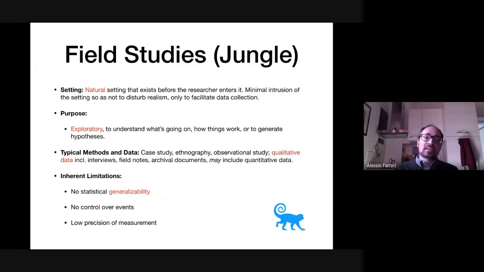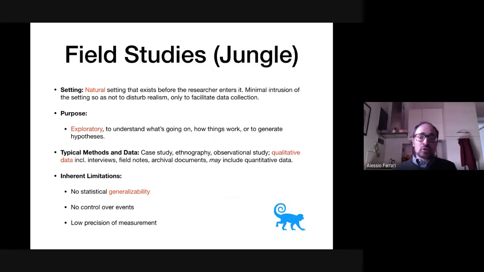So this was an example, but in general, the main characteristic of field study is the fact that it is natural. You don't want to disturb the realism of the environment. There is a minimal intrusion, and it is always oriented just to facilitate data collection. For example, an interview is an intrusion in some way, but at the same time, it allows you to find some explanation for the things that you may observe in the actual setting. Mainly, you do field study for exploratory purposes, to understand what's going on, to better understand a certain environment, not for doing precise measurements and predictions.